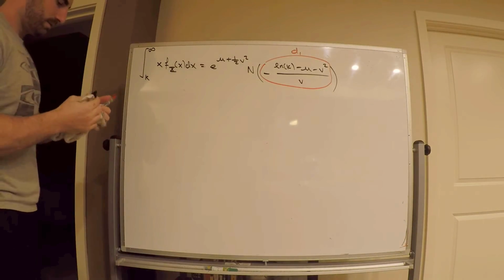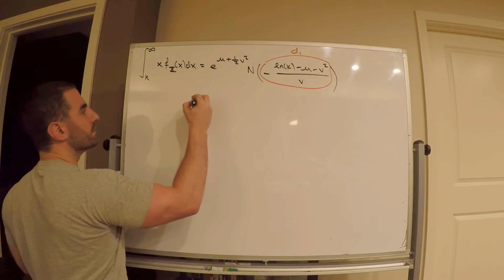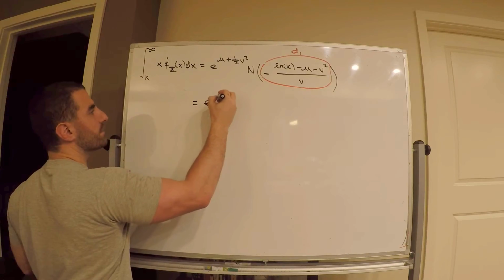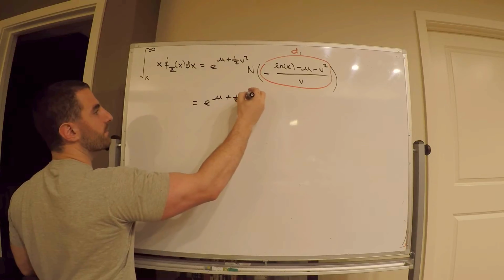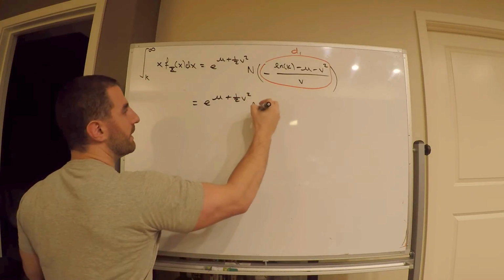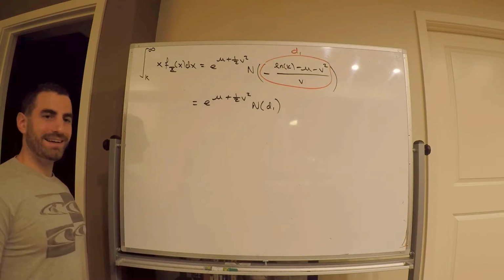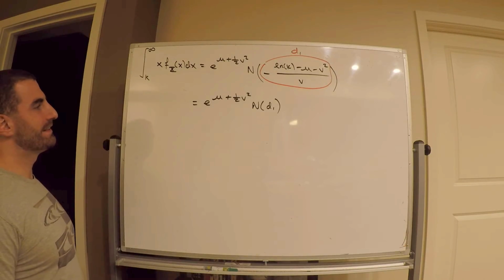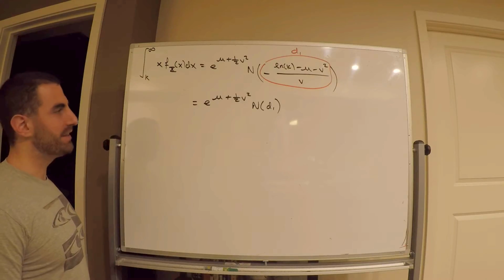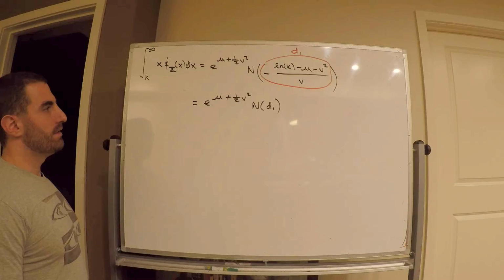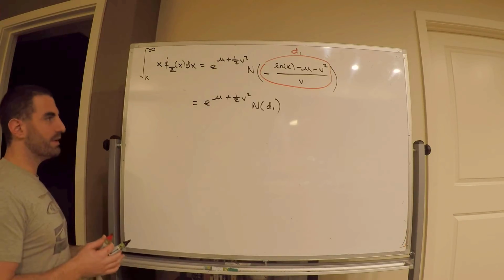This is equal to e to the mu plus 1/2 v squared times n of d1. I'm not done yet. Let's see, am I? No, I'm not done yet. I want to simplify this because this is starting to look familiar, but it's not quite there.